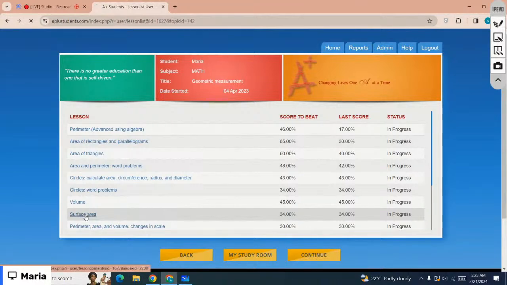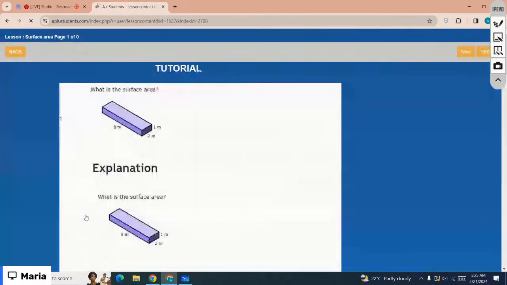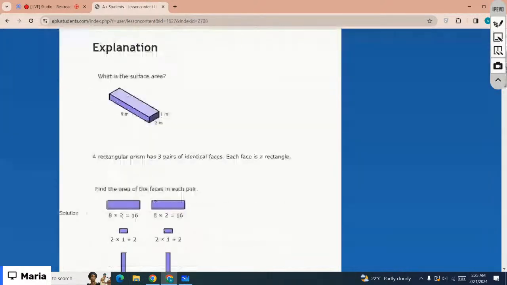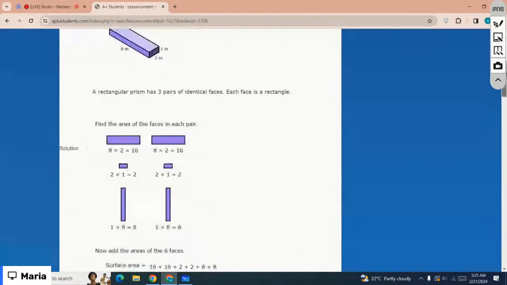Okay, what is the surface area? You are given a rectangular prism. You need to calculate the surface area. When we need to calculate the surface area of a rectangular prism, we have to calculate the area of every face, right? First thing you need to understand is the faces of the rectangular prism.